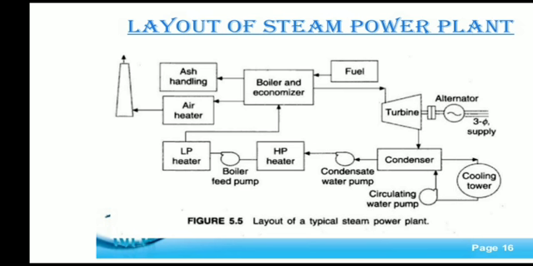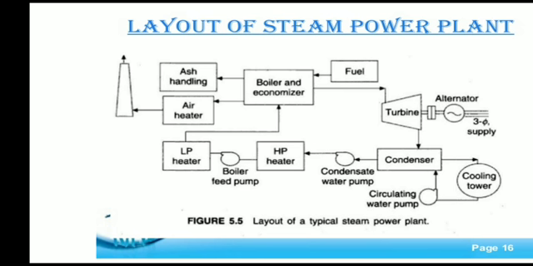The alternator is attached to the turbine, and basically the steam from the boiler comes into the turbine, then from the turbine it comes to the condenser. With the help of the condensed water pump, it comes to the high pressure heater, then into the boiler feed pump, then the low pressure heater, then again into the boiler. This completes the cycle.